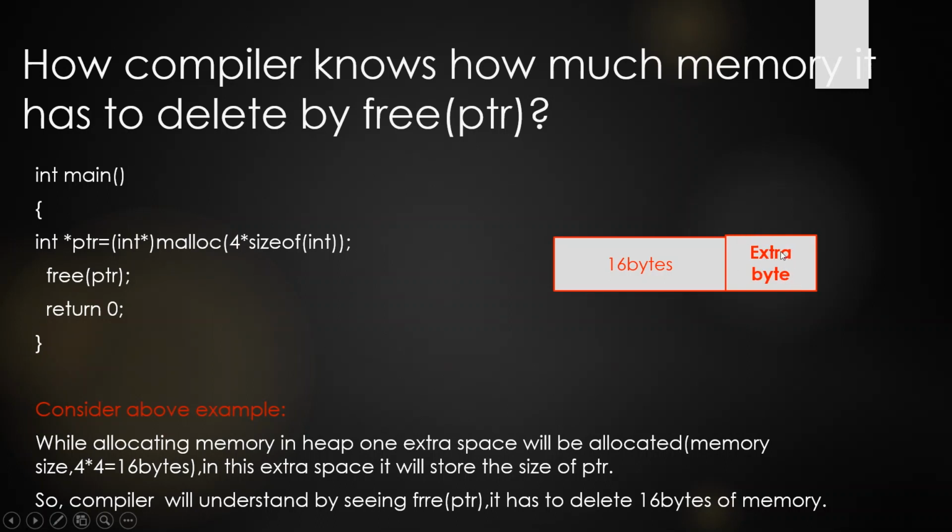While we are allocating a single block of memory in the heap, one extra byte will be allocated for storing the whole size of a malloc dynamic memory. In the extra byte, it will store 16 bytes. From this extra byte only, the compiler knows it has to delete 16 bytes of memory.